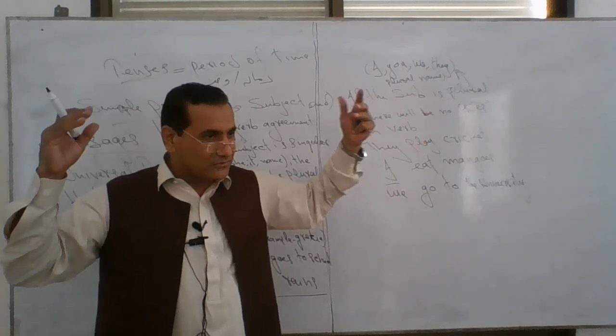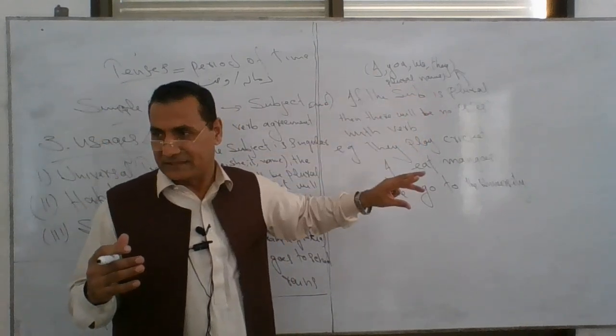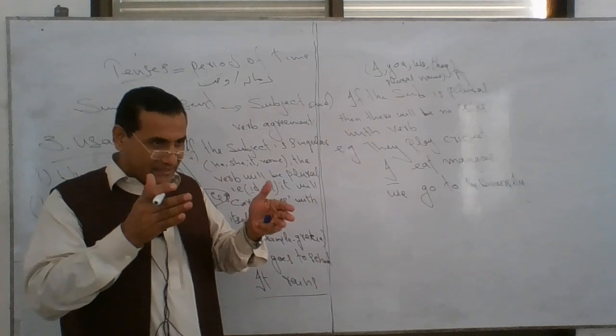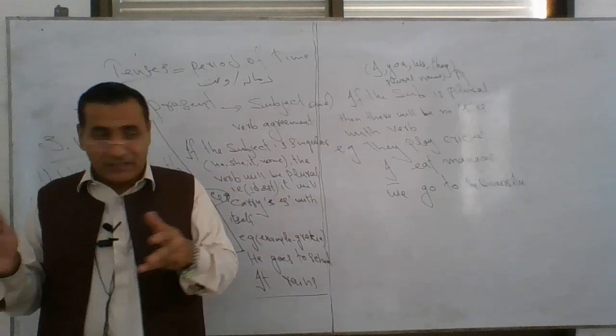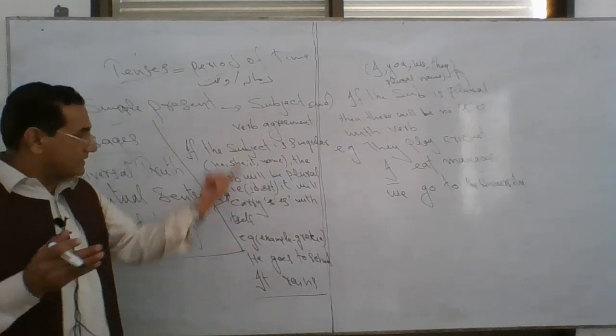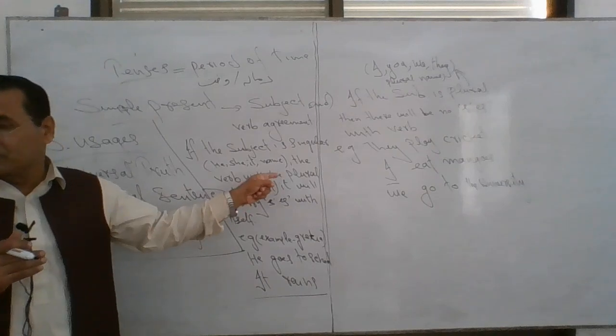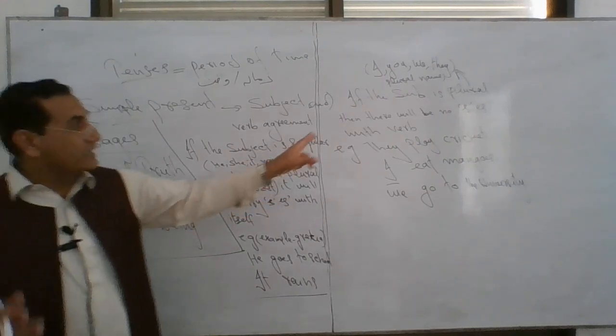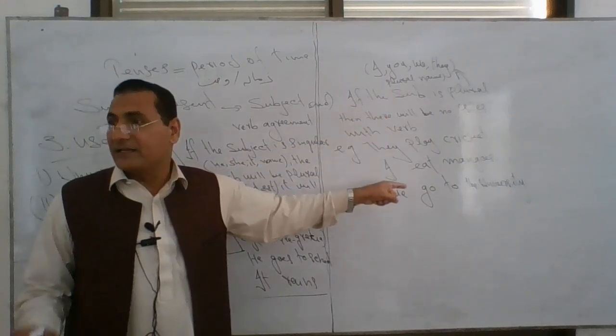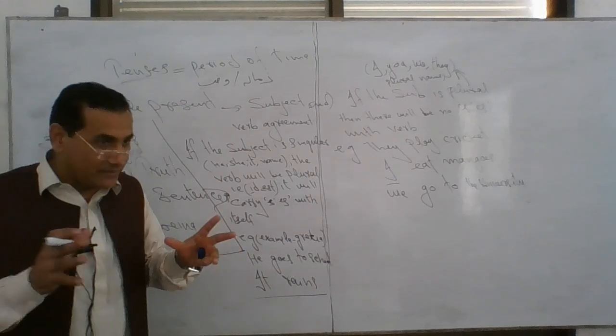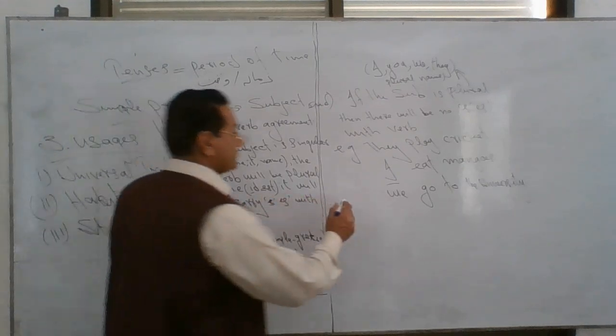You are not supposed to think about the remaining part of the sentence. Only your focus will be there on the subject and on the verb. If the subject is singular, you have to use S or ES with the verb. And if the subject is plural, then there is no need to use any S or ES with the verb. That is clear to you.